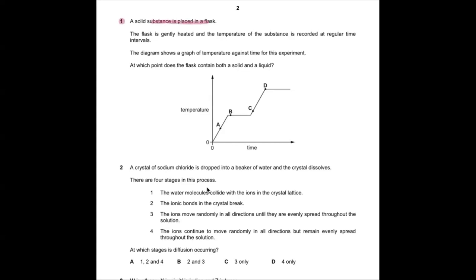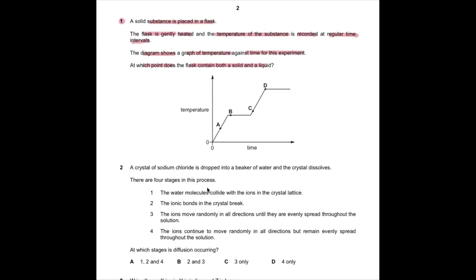A solid substance is placed in a flask. A flask is gently heated and the temperature of the substance is recorded at regular time intervals. The diagram shows a graph of temperature against time for this experiment. At which point does the flask contain both a solid and liquid?